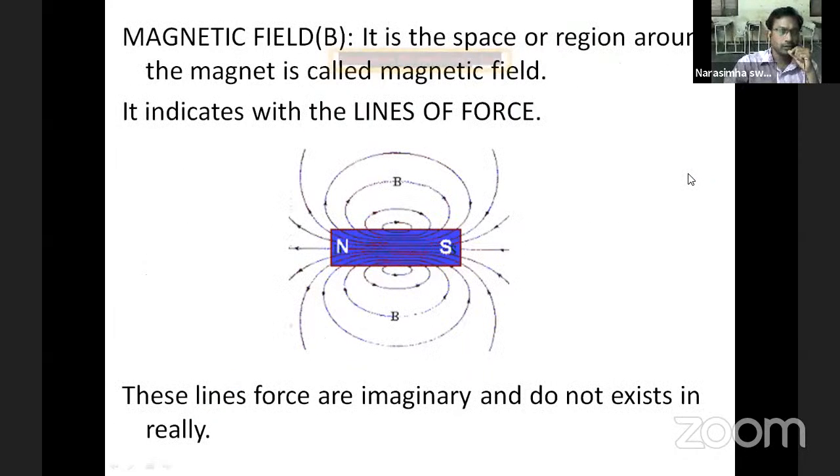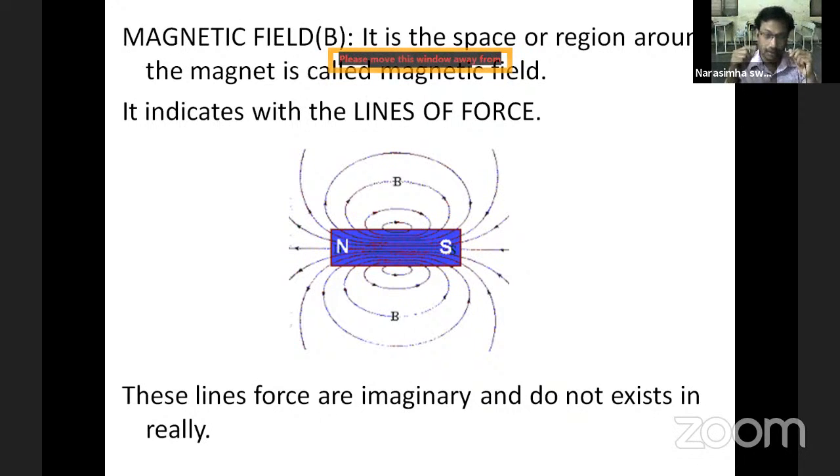See here, the most important point is the magnetic field. What is magnetic field? You can see in the diagram that there is a magnet, and around it you can see lines. If you see the arrow marks in the diagram, they are coming out from the north side, that is the north pole. The lines indicate the magnetic field.